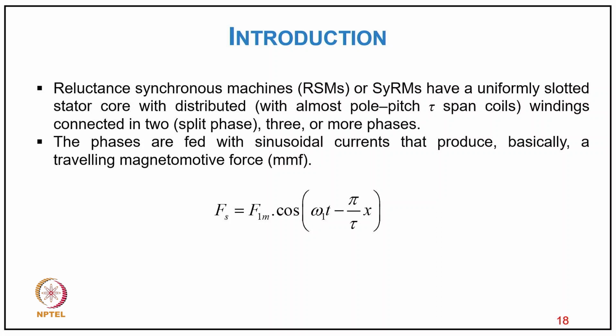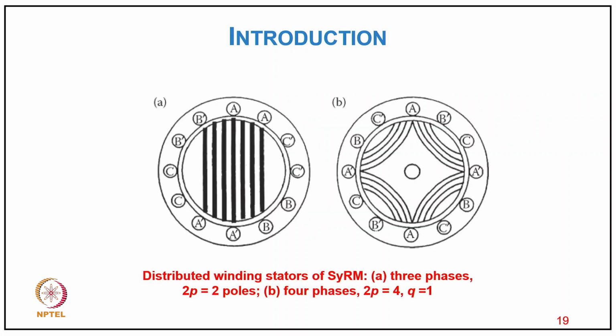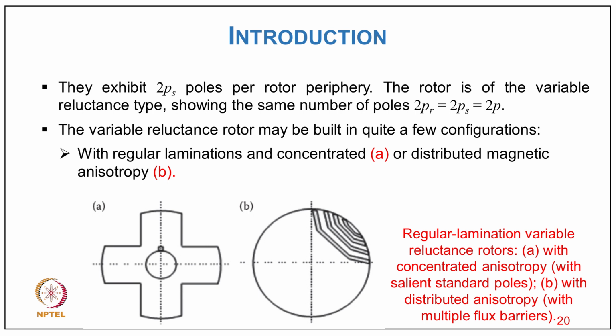The phases are fed with sinusoidal current that produces basically a sinusoidal MMF Fs equal to F1m cos(omega 1 t minus pi upon tau into x). And typically you can say distributed winding instead of synchronous motor, 3 phase, 2p equal to 2 pole and 4 pole machines. Typically there are flux barriers, and here two kinds of geometry, with the rotor concentric and the salient pole with the distributed.